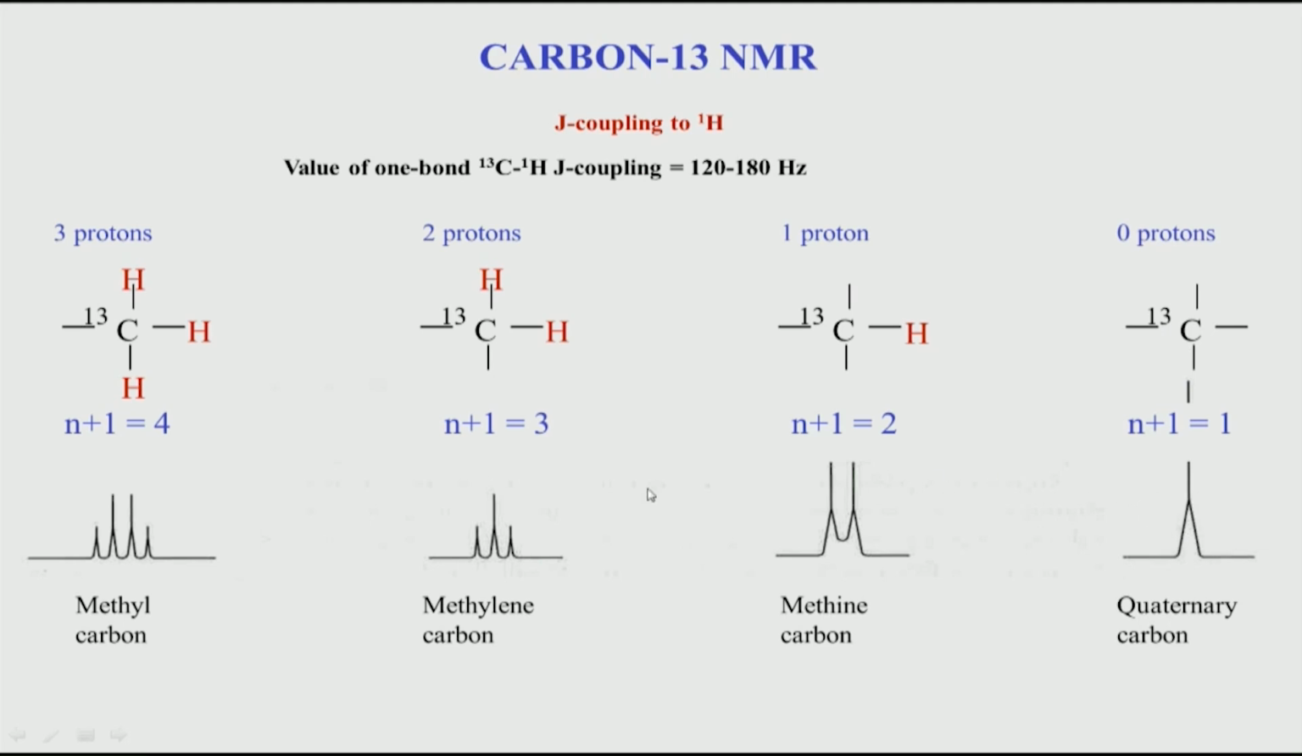Now, in a way the coupling is very useful, because if I get a quartet, I immediately know it is a methyl group, or if I get a triplet, I can say immediately it is a methylene. So, this coupling has information about the type of carbon. We use the word multiplicity. Multiplicity is the number of protons attached to a carbon. So, here the multiplicity is 3 for this carbon, multiplicity is 2, multiplicity is 1, and multiplicity is 0.